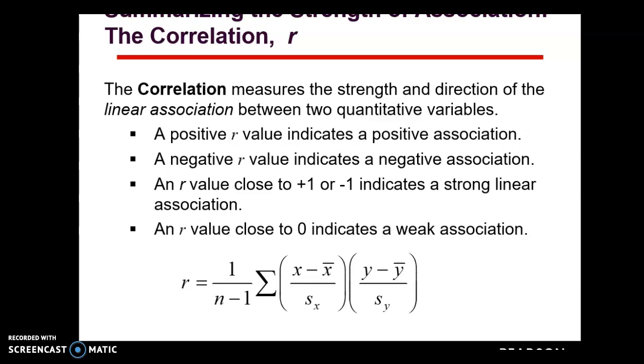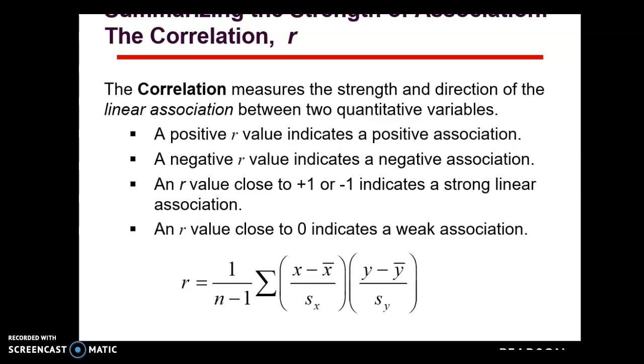So you'd like to be close to 1, either positive or negative. That indicates a strong linear association, and that's the easiest thing for us to deal with. If you notice the things in parentheses, the x minus x bar over sx, and the y minus y bar over sy, those are actually z-scores. One is for the x value, one is for the y value. And on the outside is summing up the product of these two for all possible values of x.